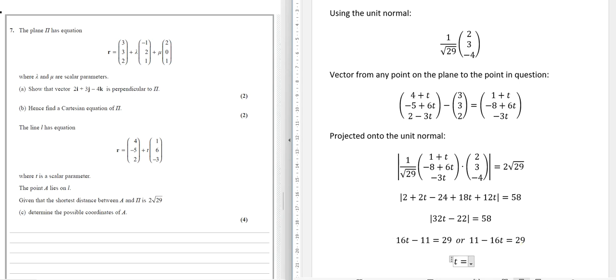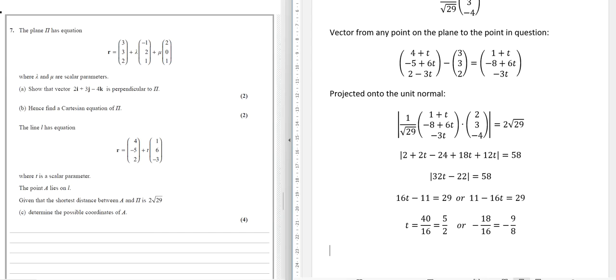But I get t is either 29 add 11 over 16, or 11 minus 29, which is going to be 29 take 11 is 18, so minus 18 over 16. In both cases, I should probably simplify, if for nothing else than my own sake. 40 is 8 fives, 16 is 2 fives. This one will go to 9 over 8. It's negative.